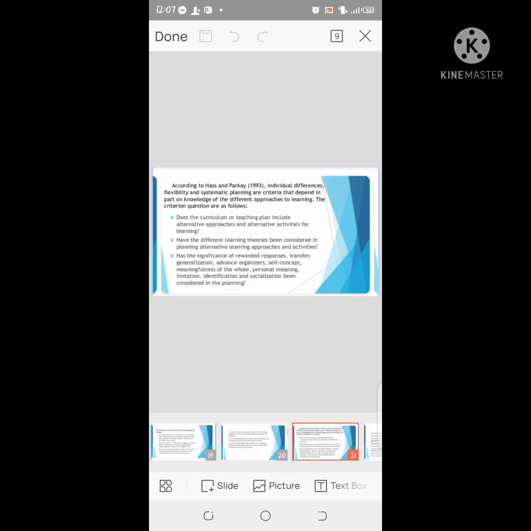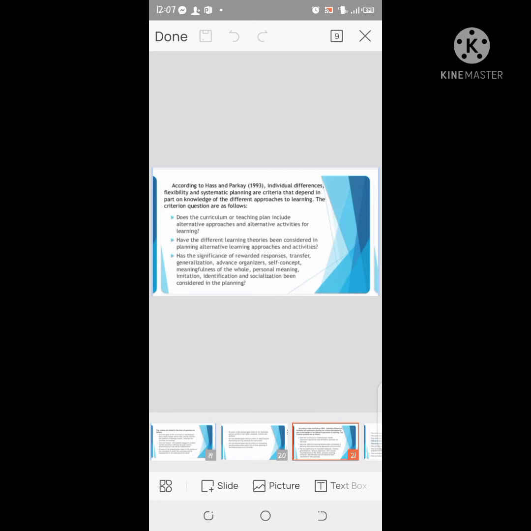So, another one, according to Haas and Parkay 1993, individual differences, flexibility, and systematic planning are criteria that depend in part on knowledge of the different approaches. So, the criteria questions are as follows. According to Haas and Parkay, this is what they said about criteria for curriculum.